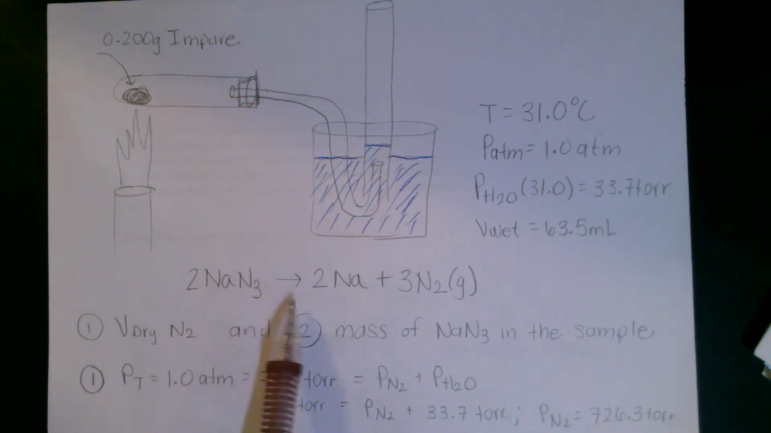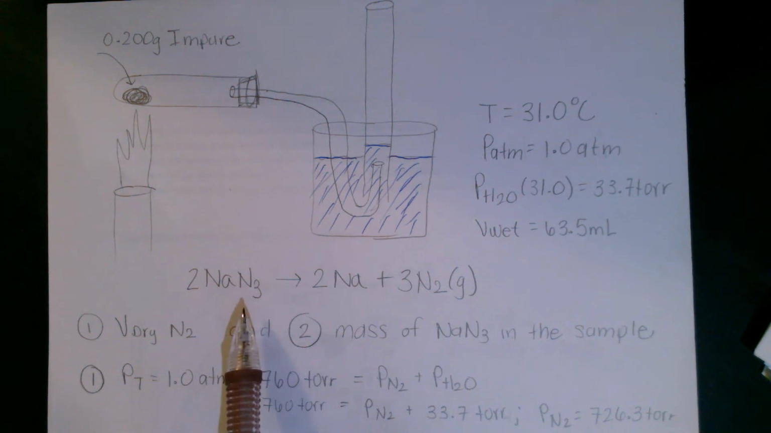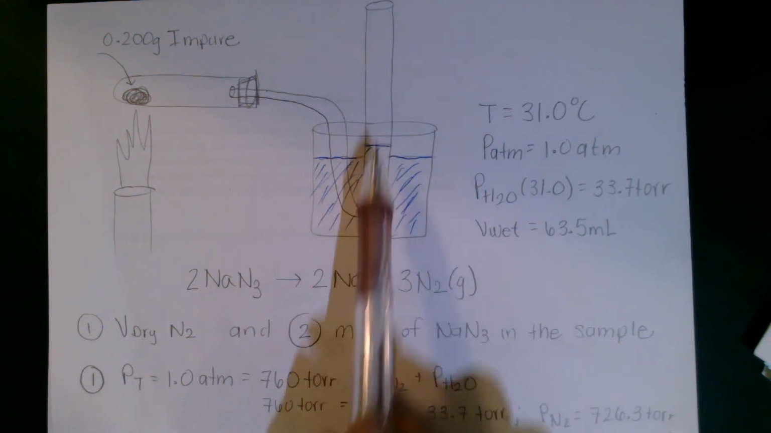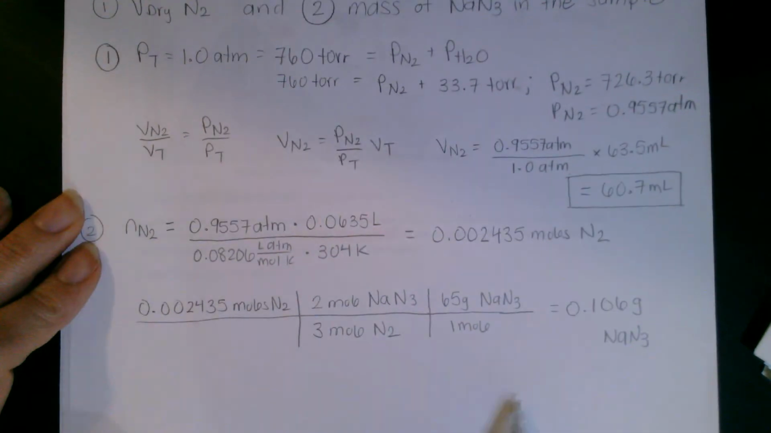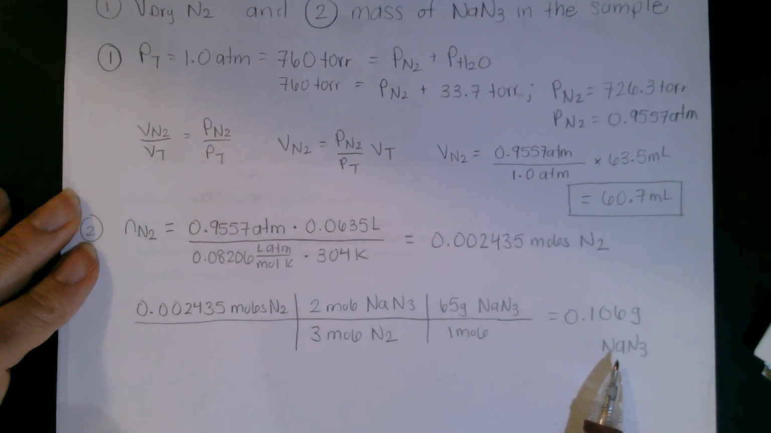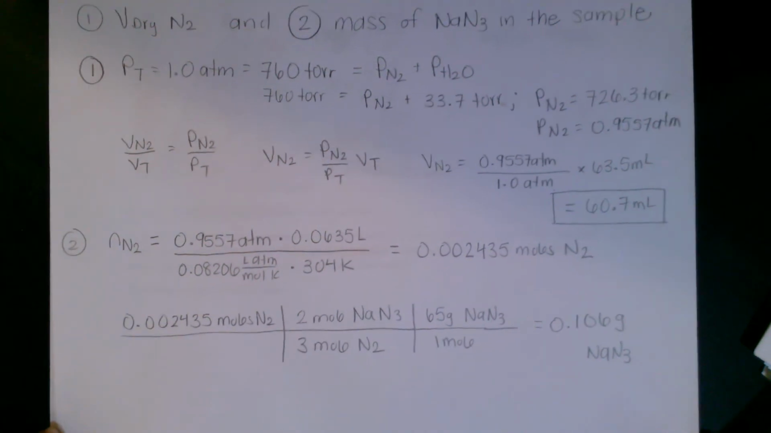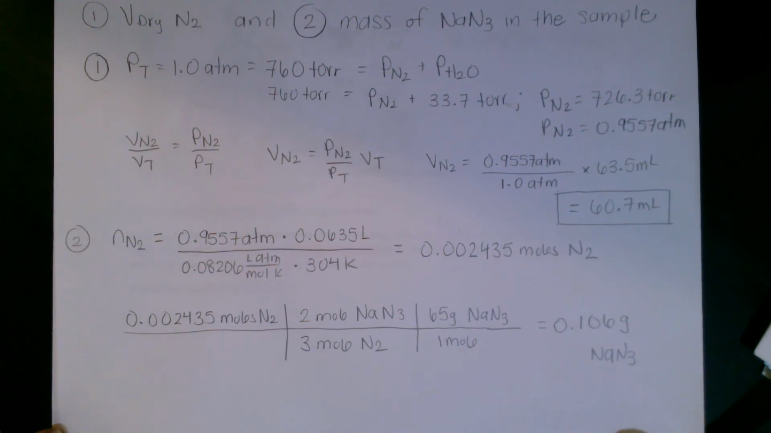So in this case, we use the fact that with heat, it decomposes to form nitrogen gas. We could collect that nitrogen gas and then work backwards to see how much of the original compound we had in our sample. So it turns out, again, a little over half of it was sodium azide.